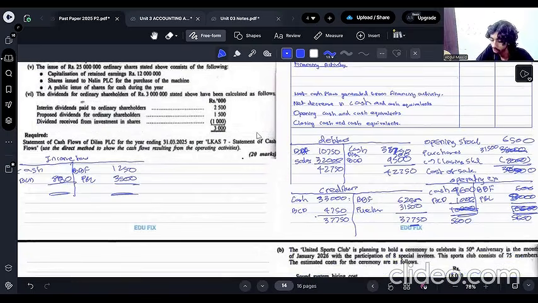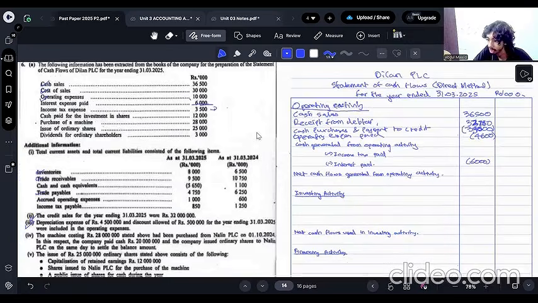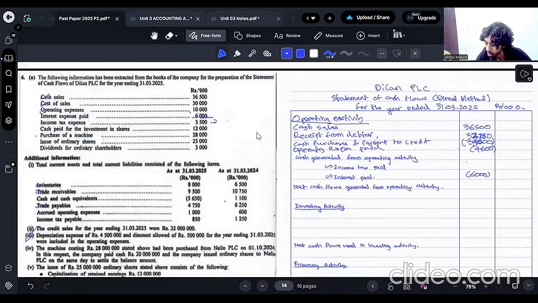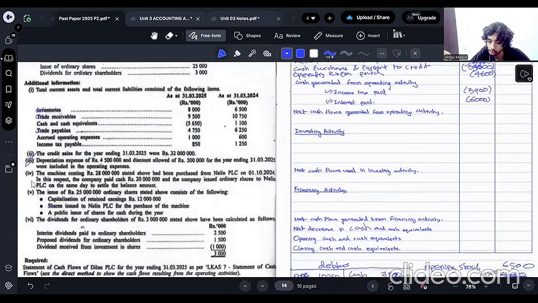So 3,500 plus 1,250, that is 4,750. 4,750 minus 850, that is 3,900. So you can say here income tax paid 3,900. Okay. Then next, moving on to the fourth adjustment.